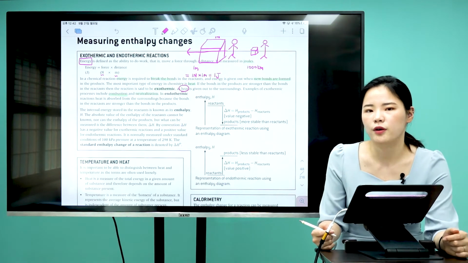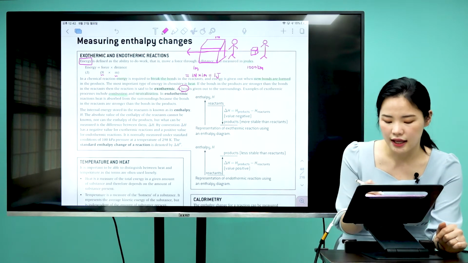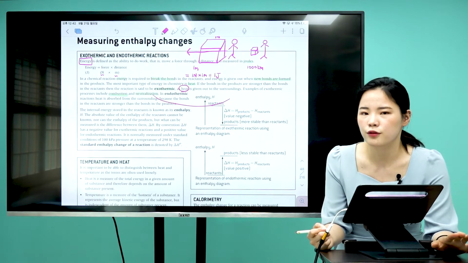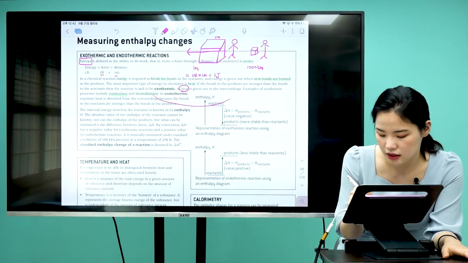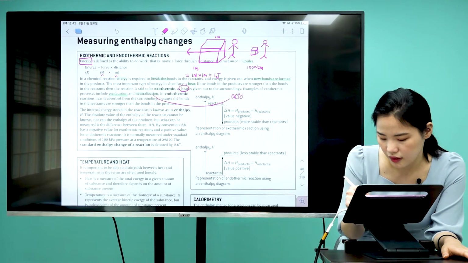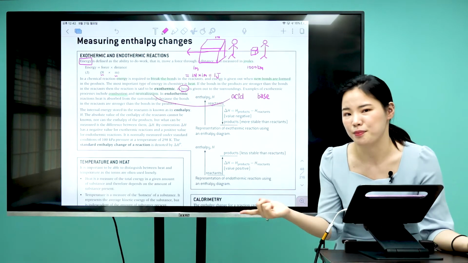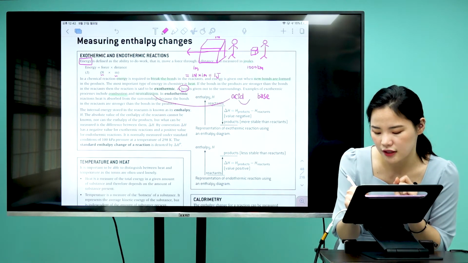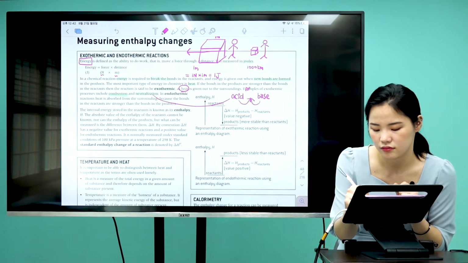I don't know whether many of you have heard about neutralization, but neutralization is the process of acid and base reacting. So we know acids are acidic and bases are basic, and if both of them meet, they will get neutralized in, let's say, neutral.